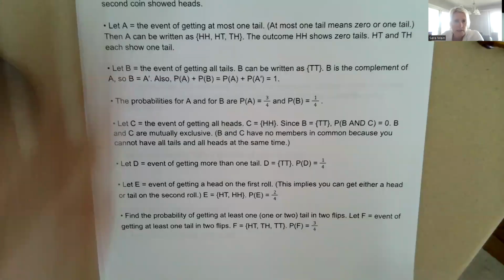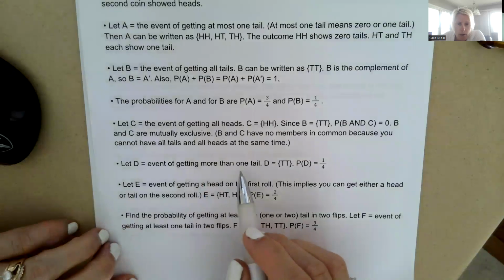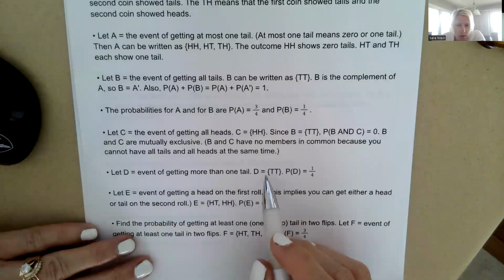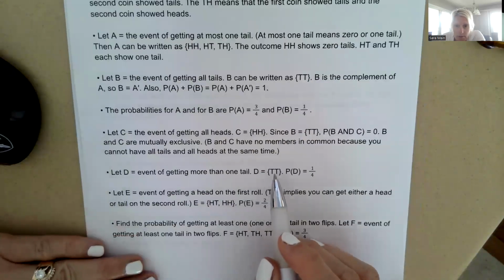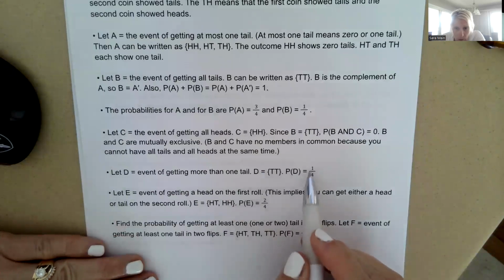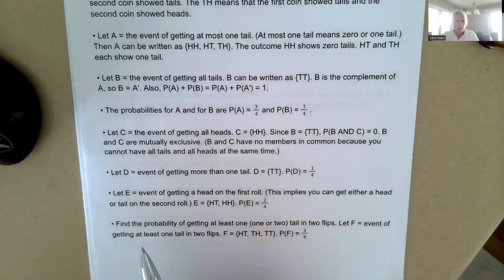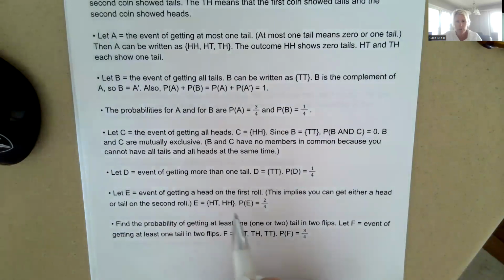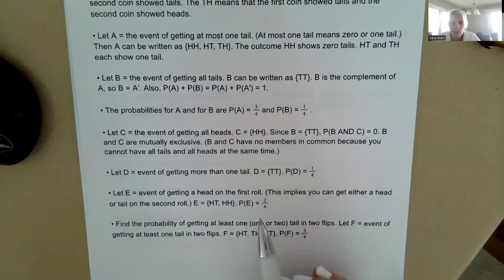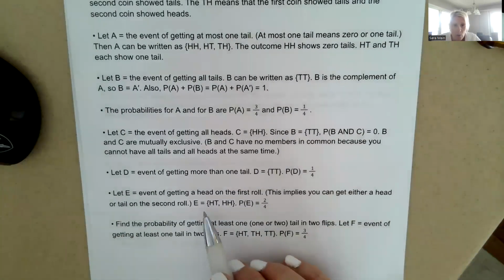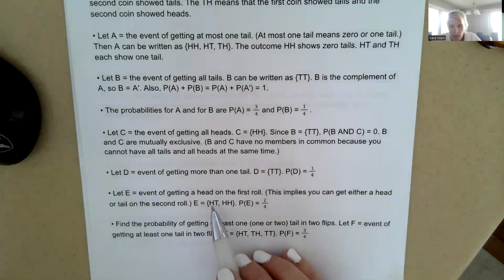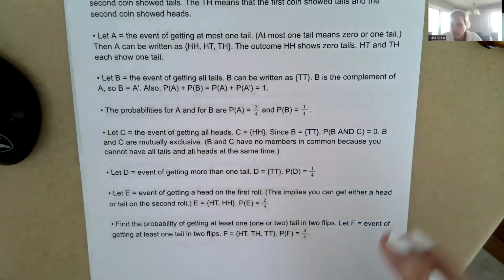Now, let D be the event of getting more than one tail. So the only way to get more than one tail is both tails, which would be 1/4. Let E be the event of getting a head on the first flip. This implies you get either a head or a tail on the second flip. So you could have a head on the first with a tail on the second, or a head on both. That probability is 2 out of the 4 outcomes.